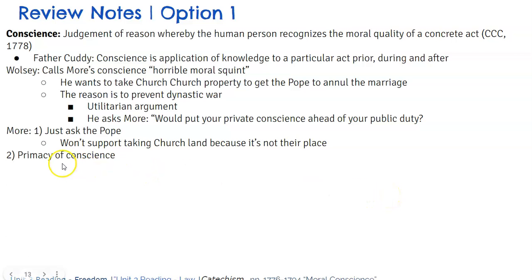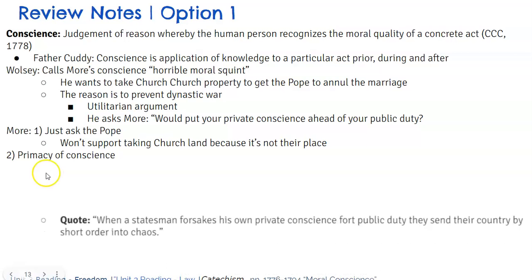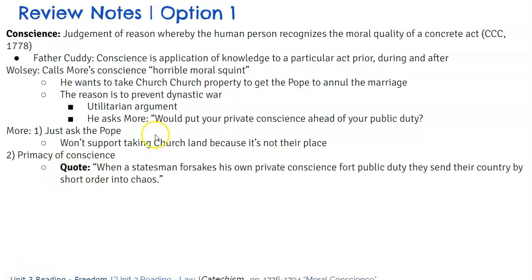And you also see the primacy of conscience for St. Thomas More, which is also important in Catholic theology. In response to Wolsey's question, More says that when a statesman forsakes his own private conscience for public duty, he sends his country by short order into chaos. So More trusts his conscience. He knows what's right and wrong, and he's trying to get Wolsey to see that you can't do wrong actions and expect something good to come out of it. This statement is really applicable to American government and the way Americans think about a lot of things. Wolsey wants him to bracket his conscience, but More won't do it.